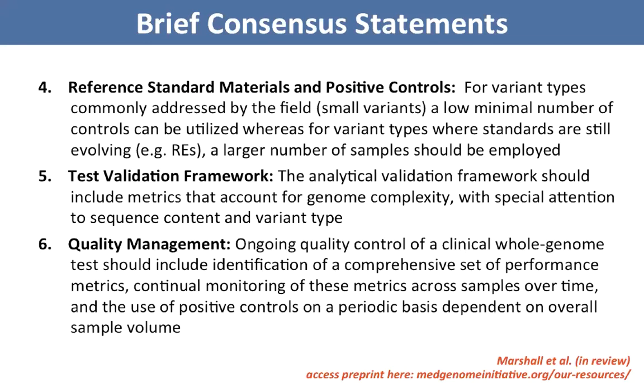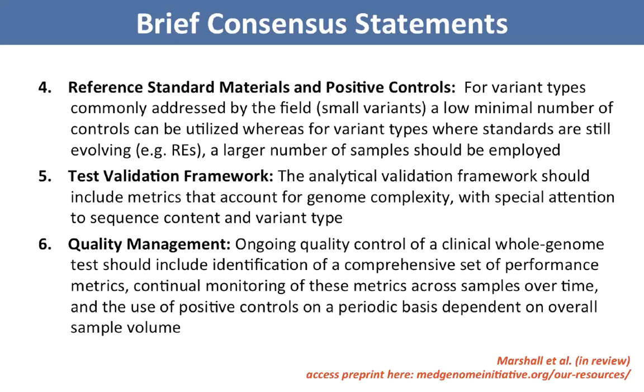Within that test validation framework is number five. We felt you should be looking at several different dimensions, including metrics that account for genome complexity, so how complex the region is, whether it's repetitive or a more easy region to call, and obviously special attention to the sequence context and the variant type that you're calling. So you have to validate each variant type differently in relation to the sequence context that's there.